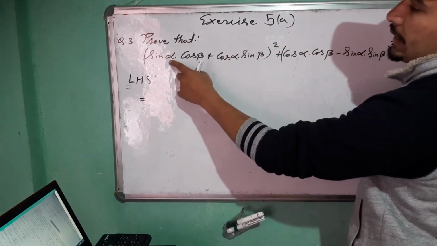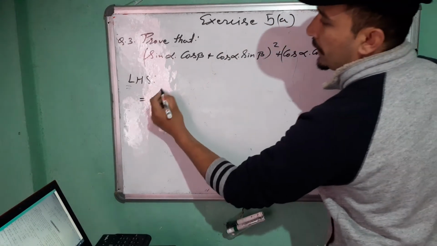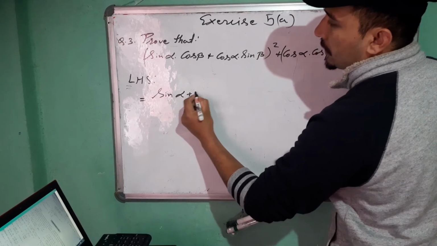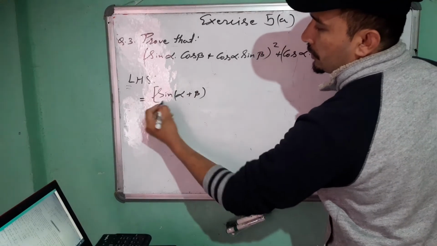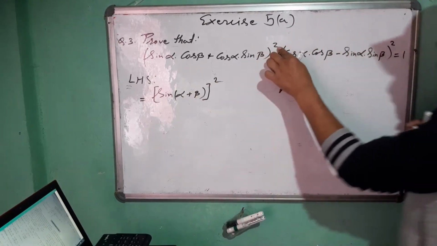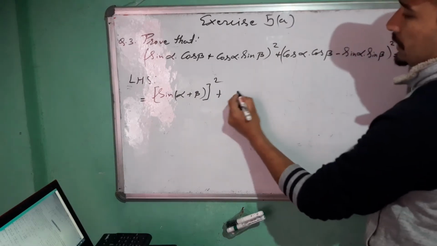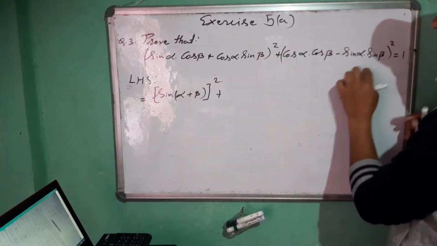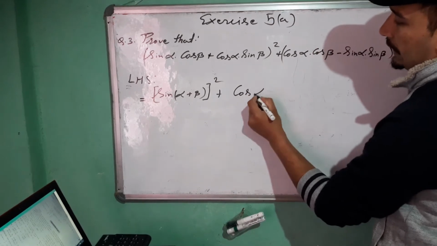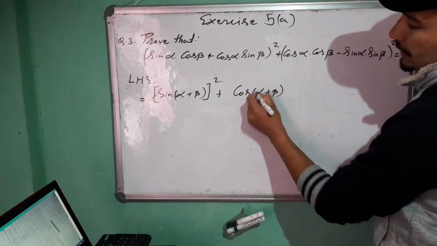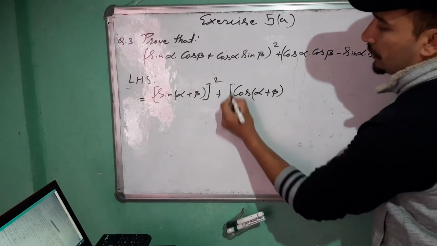sin a cos b plus cos a sin b will be sin(a + b), and its square is there. This one whole square is there. Plus cos a cos b minus sin a sin b means cos(a + b). I have given you the formula. Okay, so check it there.